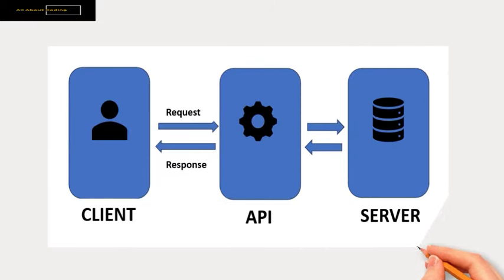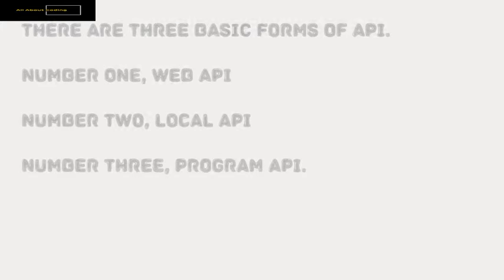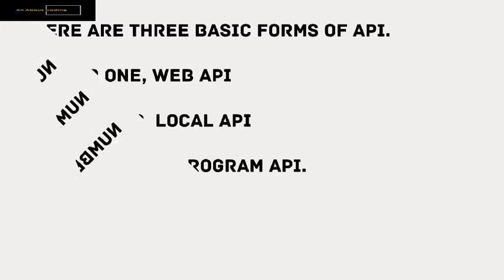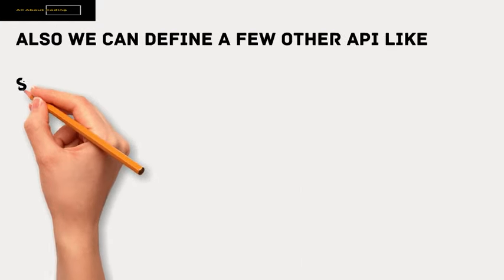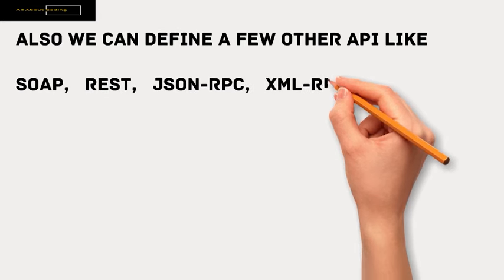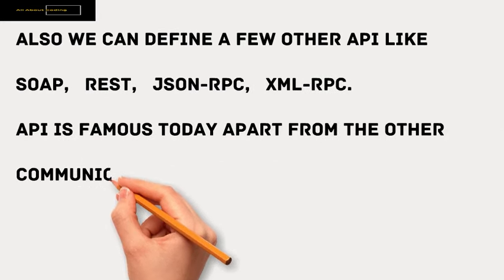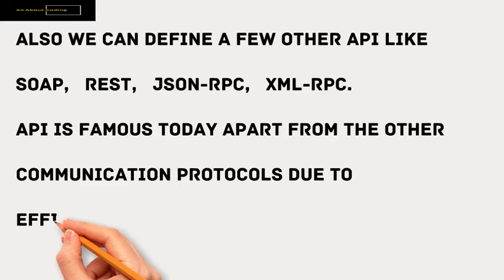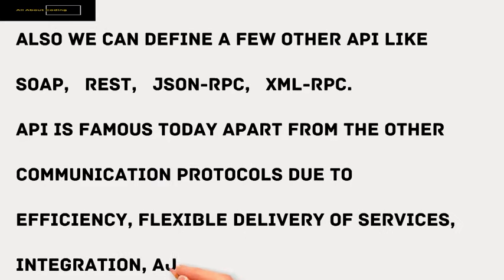There are three basic forms of API. Number 1, Web API. Number 2, Local API. Number 3, Program API. Also, we can define a few other APIs like SOAP, REST, JSON RPC, XML RPC. API is famous today apart from the other communication protocols due to efficiency, flexible delivery of services, integration, automation.